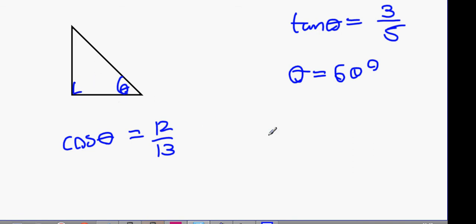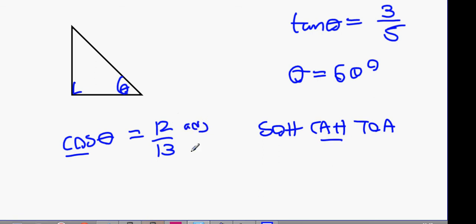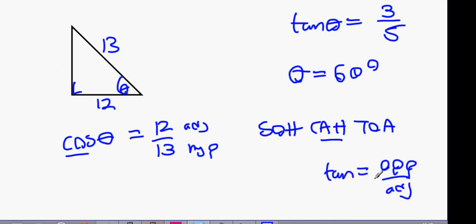Okay? What you do then is you remember off your rhyme, SOHCAHTOA. If you have cos, you go to C and you realise, oh, the adjacent is 12 and the hypotenuse is 13. So you mark in 13 and 12. Your full goal is now to find out what the opposite is. The reason why you need to find out the opposite is because tan equals opposite over adjacent.